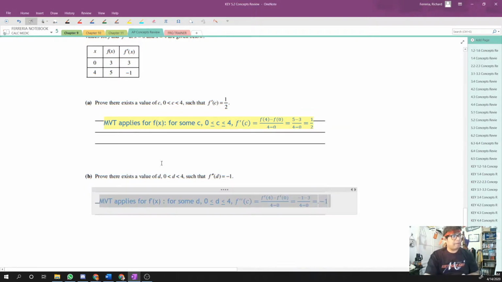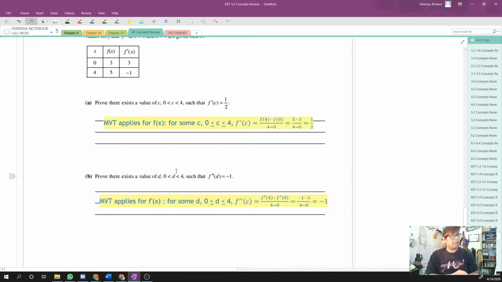So here we have the mean value theorem applies for f prime, because for some point, we're calling that D, between 0 and 4, the slope of the secant line, f prime of 4 minus f prime of 0 over 4 minus 0, has to equal -1. And as you can see, like you've predicted, that slope is going to be -1.